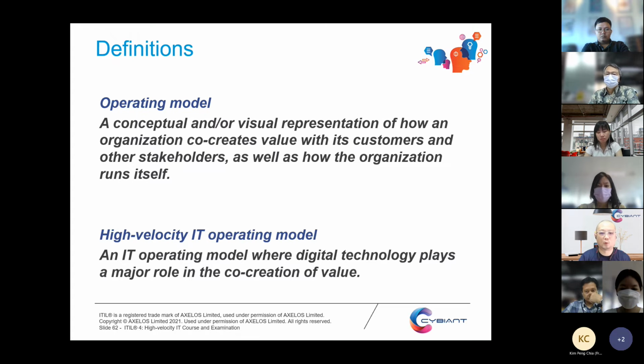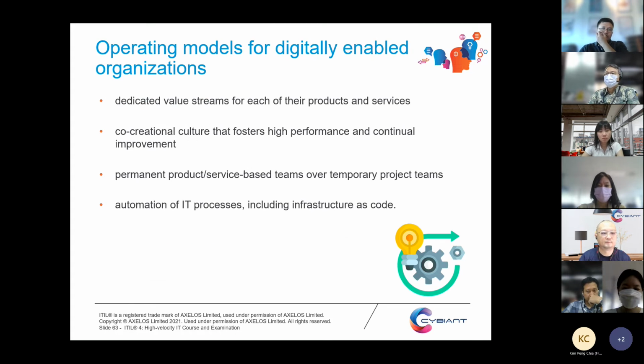Operating model, talk about what is the high velocity operating model. Okay, digitally enabled organization. So we talk about value stream. Each of it has to be relooked at. How you have a co-creation culture. How do you have a product and services team that are dedicated to focus on serving your stakeholder, and you have an automation of processes. So those are the key characteristics of a digitally enabled organization.